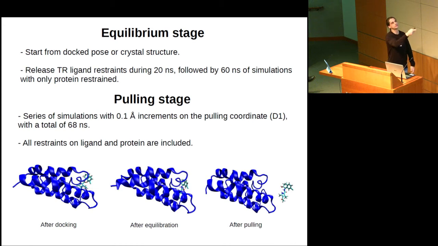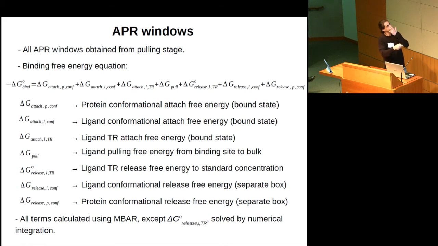Just perform a series of simulations using small increments. And all the restraints in the ligand and the protein are included in this step here. So this is the ligand after the docking. After equilibration, it moves a little bit, and then I pull it out. So the APR windows are all obtained from the pulling stage, and the binding free energy has all these terms here.